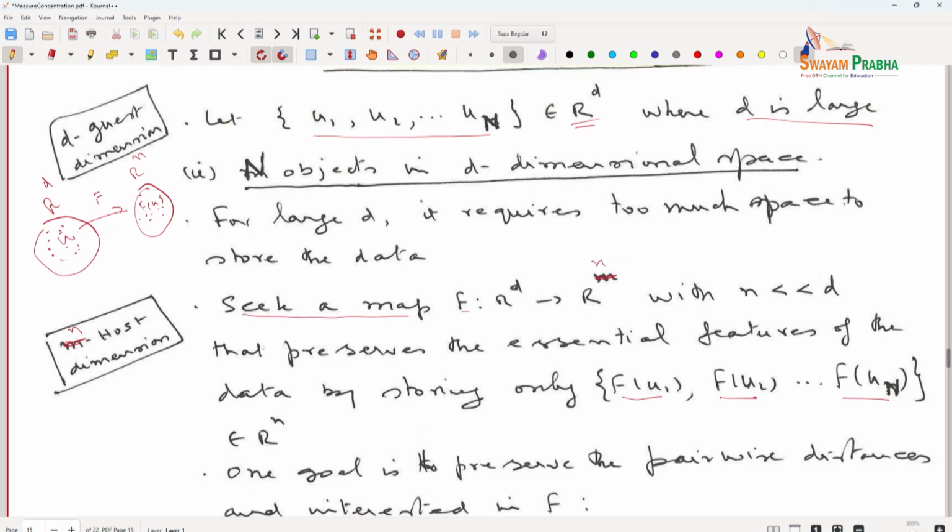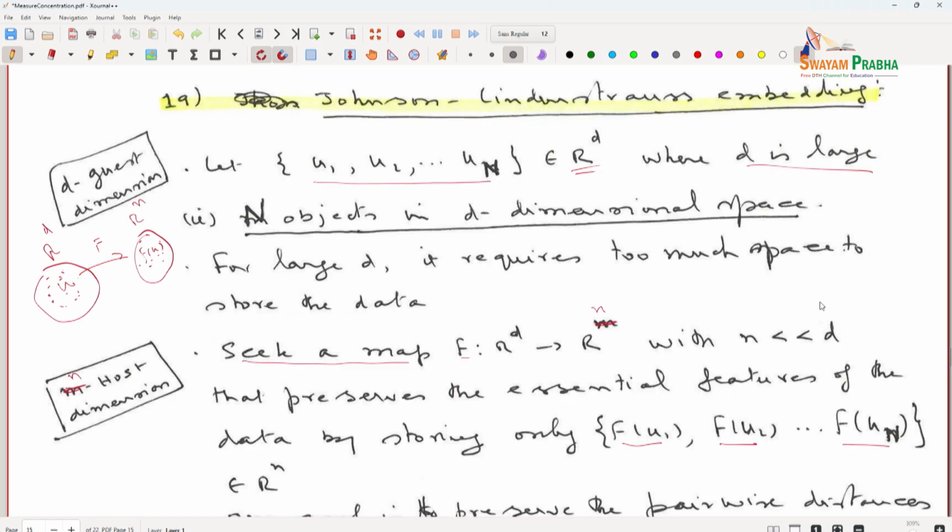This aspect of being able to squash the dimension from a larger space to a smaller space is mathematically called embedding. That's why it's called Lindenstrauss embedding.